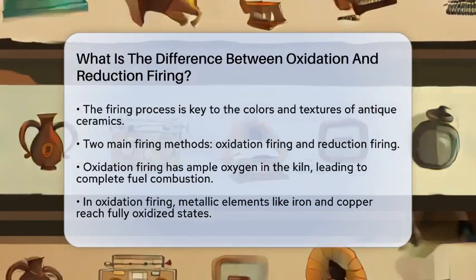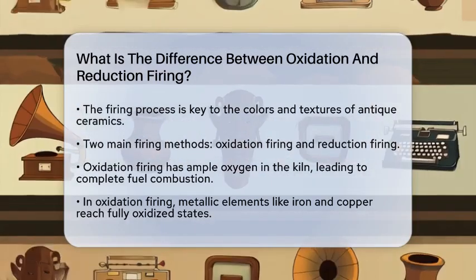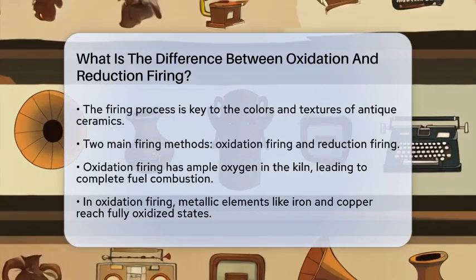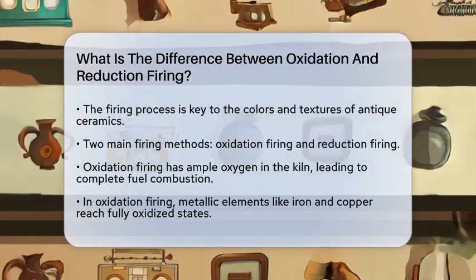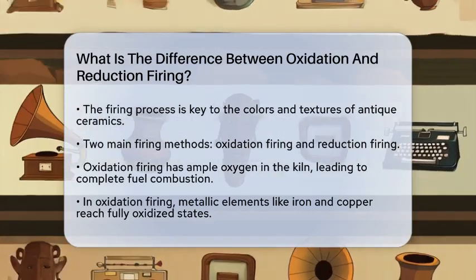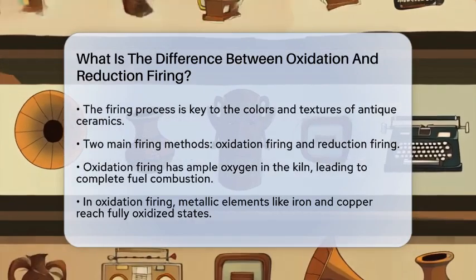Oxidation firing occurs when there is plenty of oxygen in the kiln. This means that the fuel burns completely, allowing oxygen to interact with the clay and glaze materials. As a result, metallic elements like iron and copper reach their fully oxidized state. This firing method often produces bright and vibrant colors.